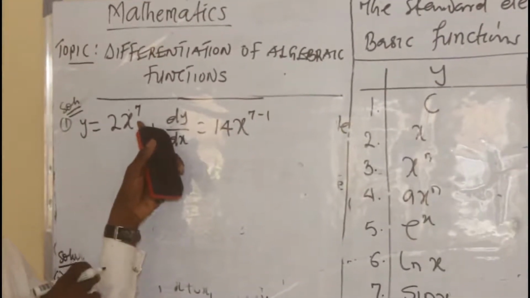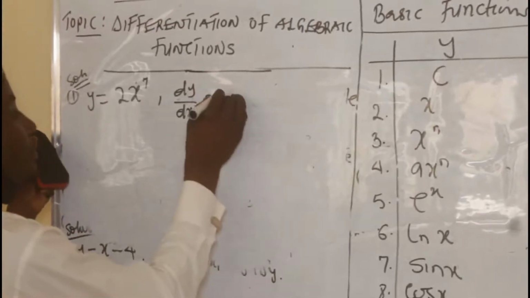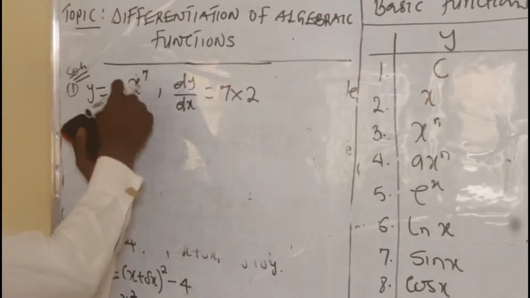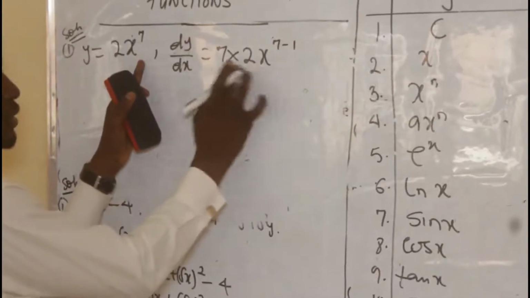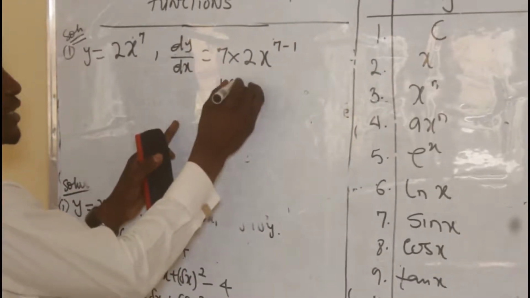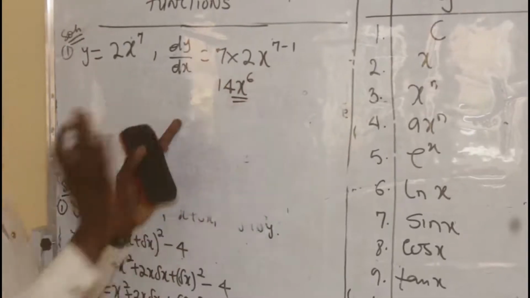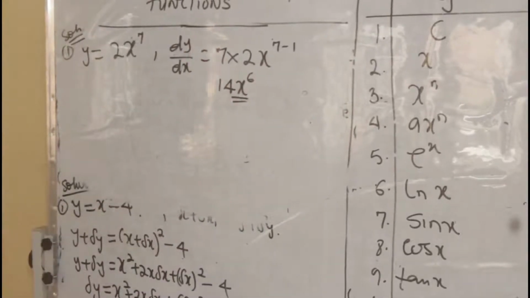Class, do you understand what I'm doing? Or let me simplify it bit by bit. 7 times 2, we said 7 will multiply 2. Then x raised to the power of 7 minus 1. So what is our answer now? 7 times 2 is 14, x raised to the power of 6. That is our dy/dx. Simple as that. Are we together?